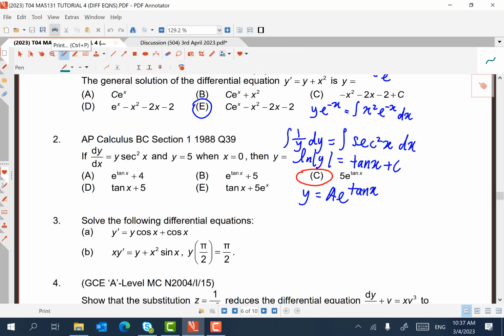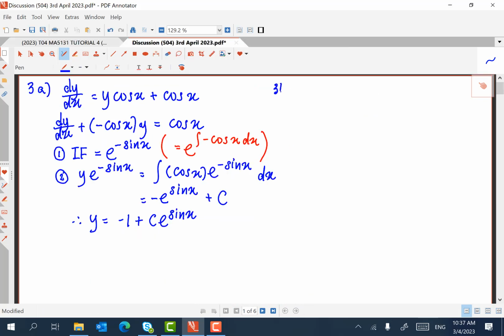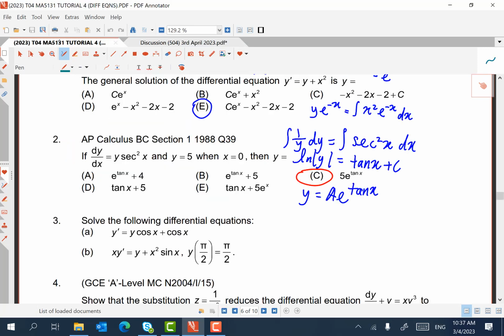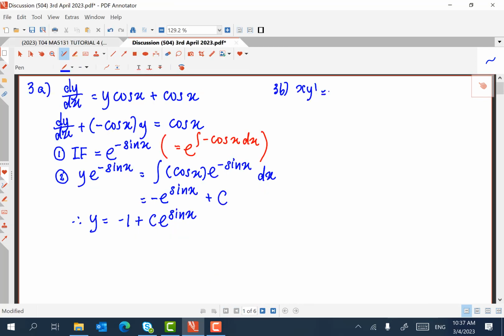Okay, 3b. x y prime equals y plus x squared sine x. And then what you have is this.